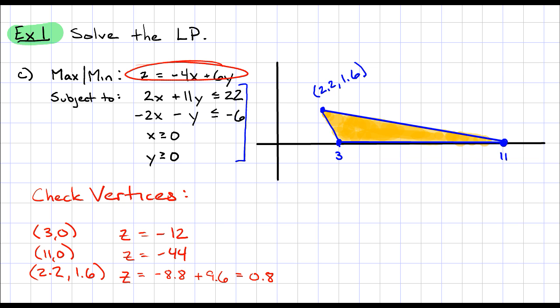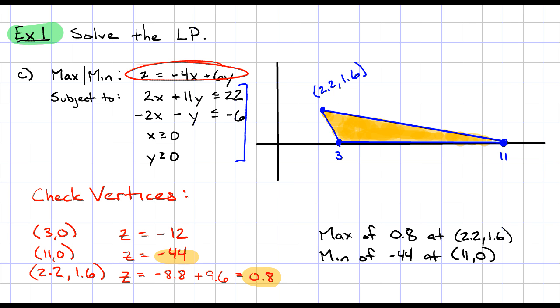So it looks like that's actually our maximum, and our minimum is this minus 44. So we have a max of 0.8, which occurs at 2.2, 1.6, and then a min of minus 44 at the point 11, 0. Okay, let's look at part D.